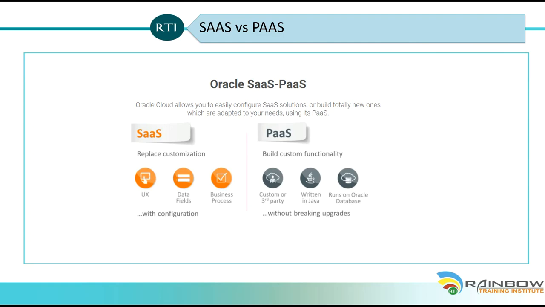So this is the learning. If you go to SaaS, you will learn everything within the Fusion applications: Fusion architecture, Fusion functionalities, Fusion configurations, Fusion processes. If you come to the PaaS model, along with what you learn in the SaaS model, apart from that, you have to learn some more.